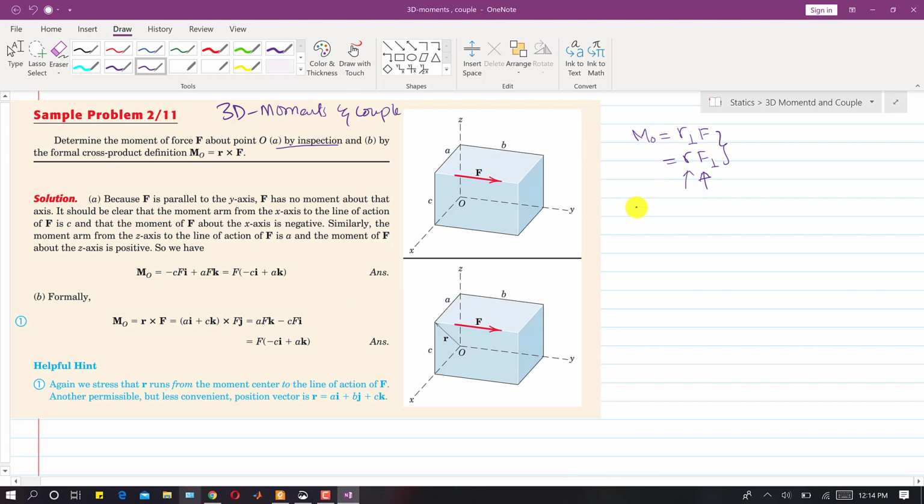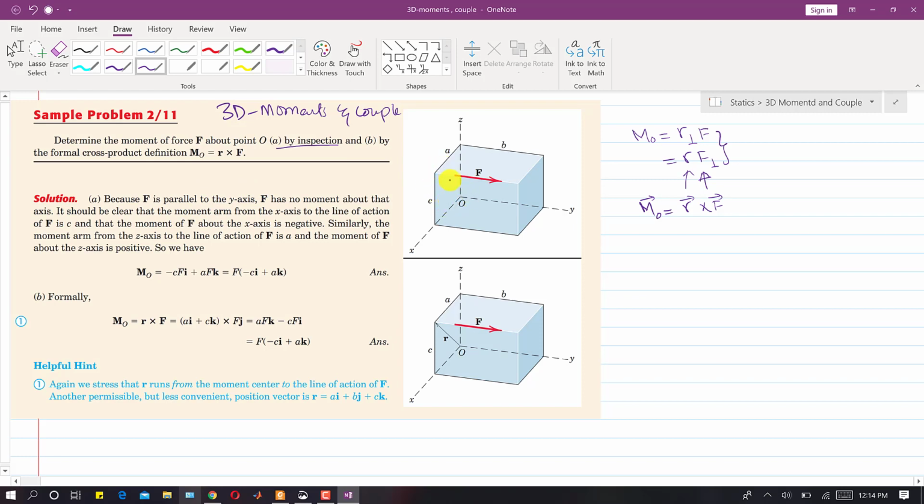Now in 3D we will use the formal definition of moment, the cross product r cross F, right? We will use this formula for finding the moment in case of 3D. So in this problem, first find the moment of this force by using the inspection method.